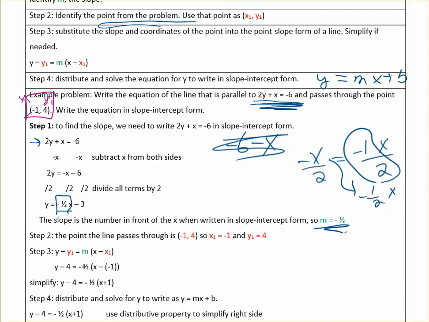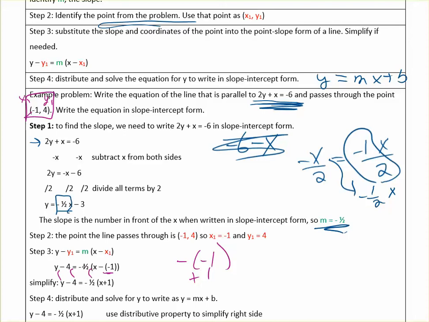So y minus 4, because y1 was 4, equals negative 1/2, because that's what m is, times parentheses x minus negative 1, because x sub 1 is negative 1. We need to simplify this because we don't leave a minus a negative. Minus a negative 1 is the same as plus 1. So all of this is the same. Y minus 4 equals negative 1/2, but we change the minus a negative 1 to a plus 1.